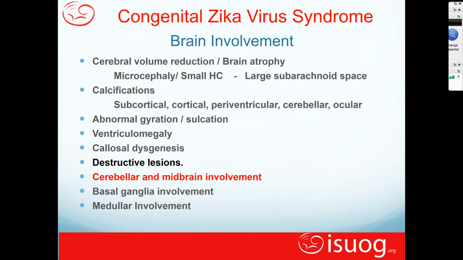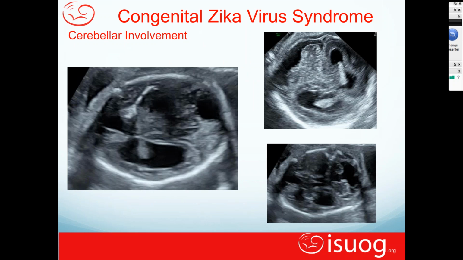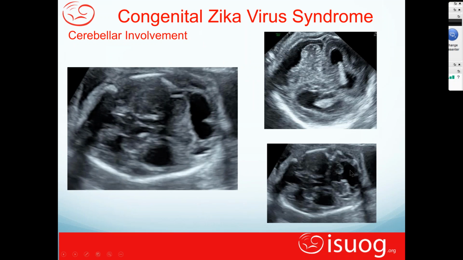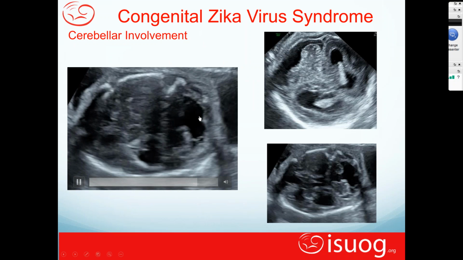There also could be cerebellar or midbrain involvement, and you can see here changes that occur in the posterior fossa, dramatic changes in the posterior fossa here. It's just this enlarged cisterna magna.